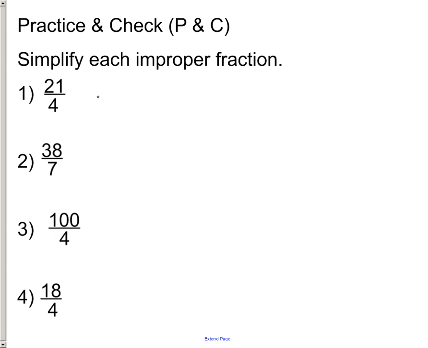Here we go. You should have gotten 5 1/4 for number 1, because 4 goes into 20 5 times, and then you had 1 left over, and that becomes your new numerator. 7 goes into 38 5 times. You have 3 left over, and so we get 5 3/7. 4 goes into 100 25 times, and there's no fraction because there's nothing left over.